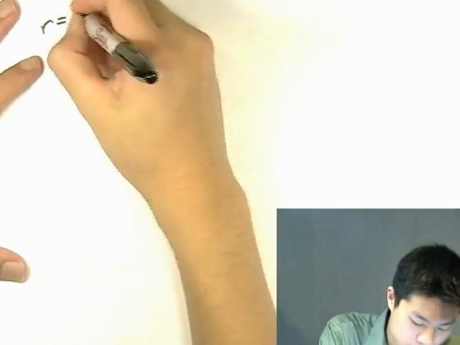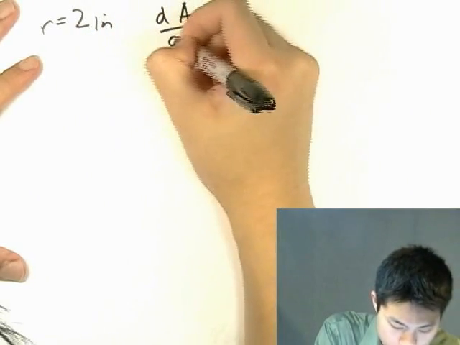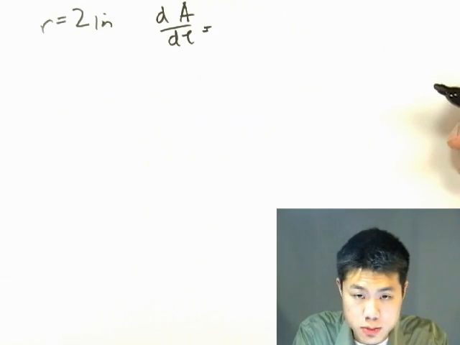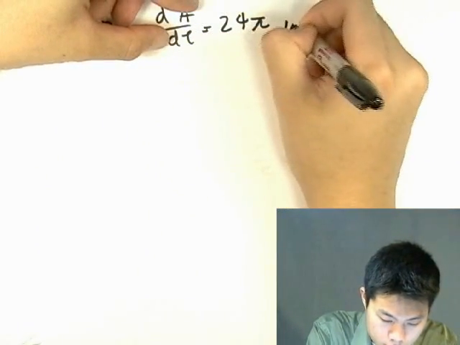Here, let me show you. So when the radius is, say, 2 inches, dA over dt is going to be what? It's going to be 2 pi times 2 times 6, which is going to be 24 pi square inches per second.